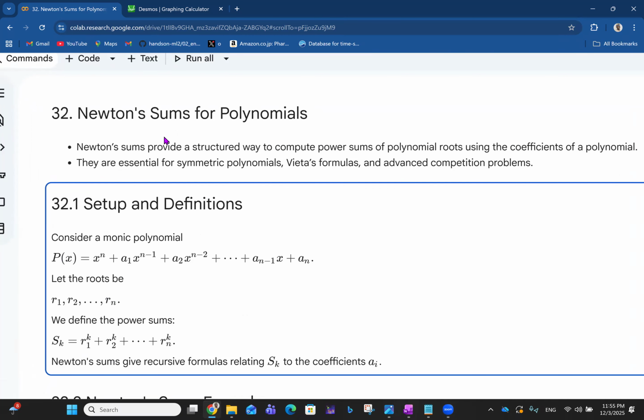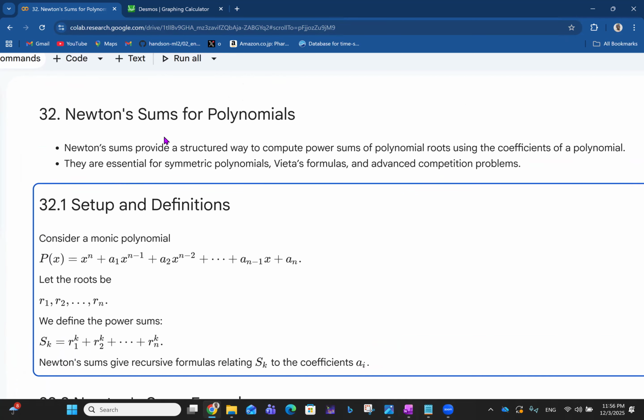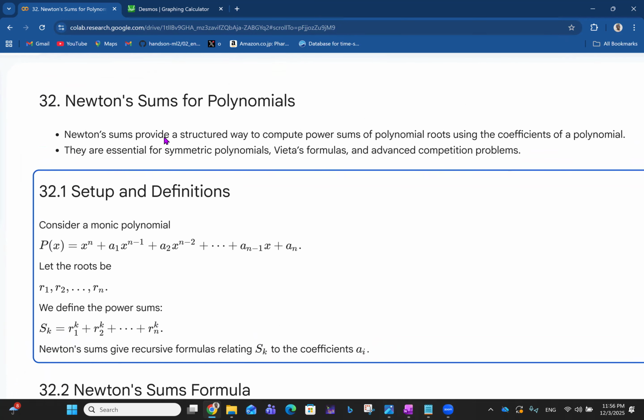First of all, Newton's sums provide a structured way to compute power sums of polynomial roots using the coefficients of a polynomial. So you are computing power sums of polynomial roots without having to get the roots explicitly, just like what we did with Vieta's formula, which could help us get maybe the sum and the basic symmetric sums of a particular polynomial.